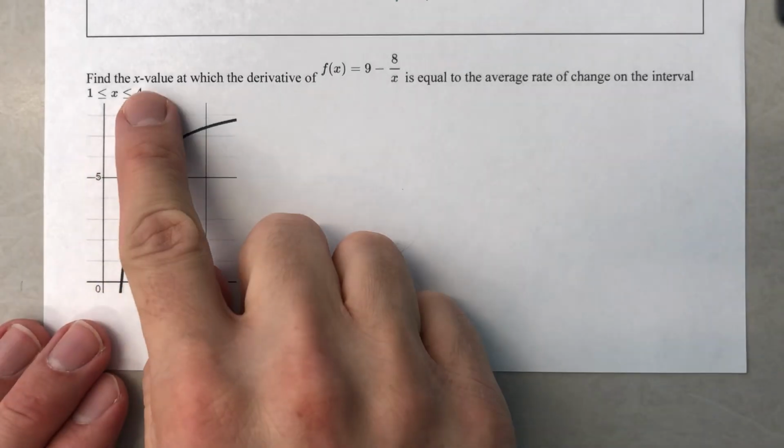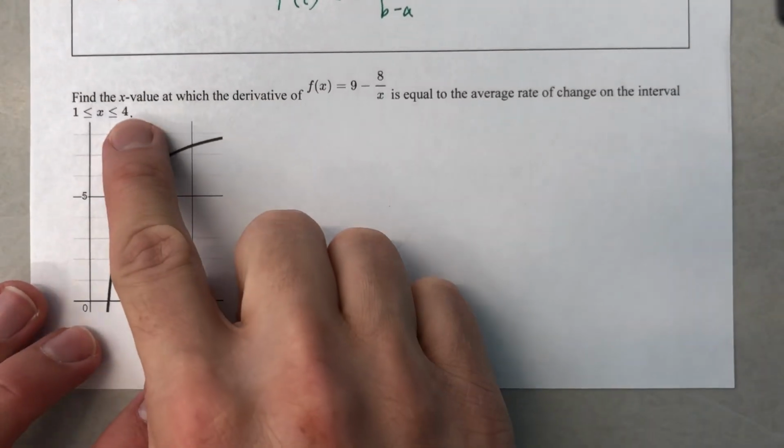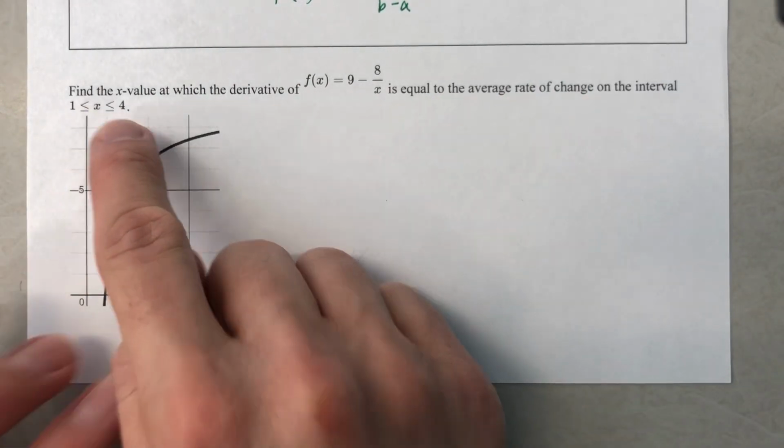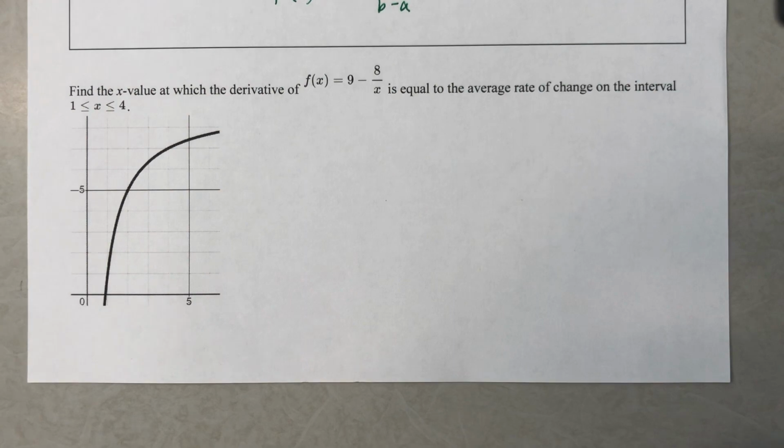Okay, find the x value. In this case, it'd be a c value. But find the x value at which the derivative of this is equal to the average rate of change on the interval from 1 to 4. If you want a visual for it, we do have a graph. We won't always have that.